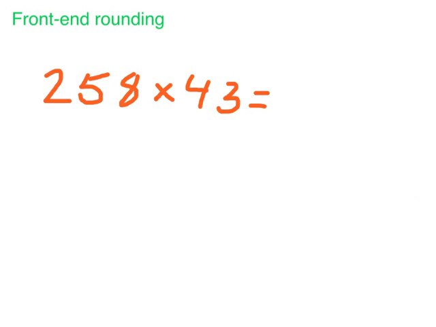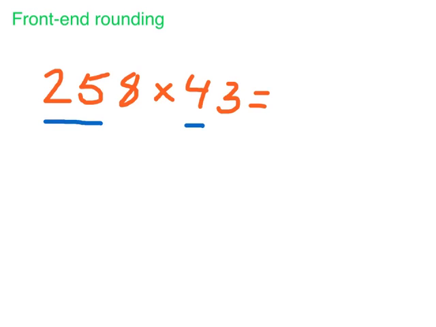We're going to use the front-end rounding strategy to estimate the product of 258 times 43. So remember, in front-end rounding, you keep the first digit of the number or the first 2 digits of the number, and everything else behind turns to zeros. You're always going to be more accurate in your estimate if you keep the first 2 digits, but the problem will also be harder to do. So you have to make that decision.